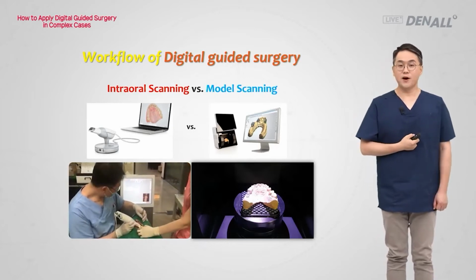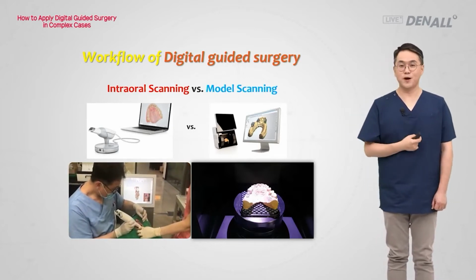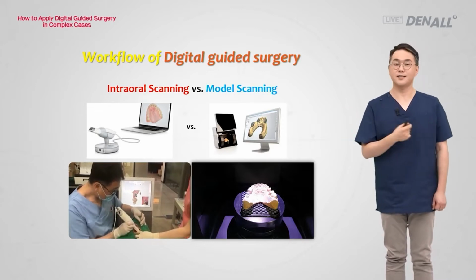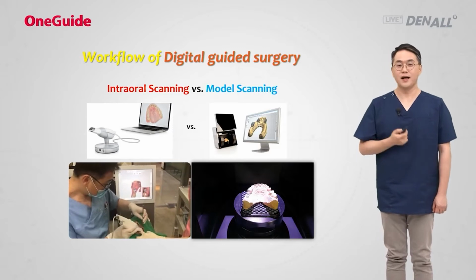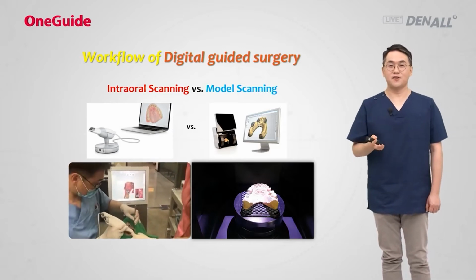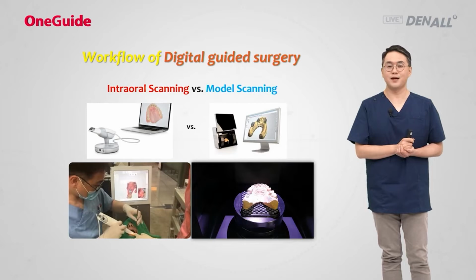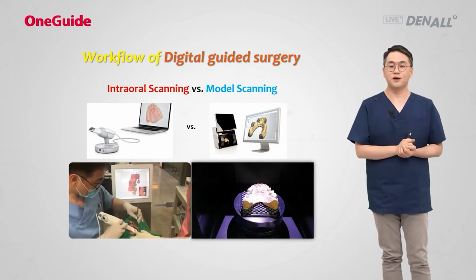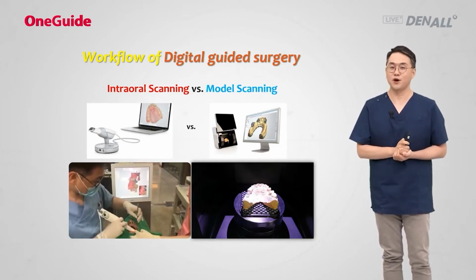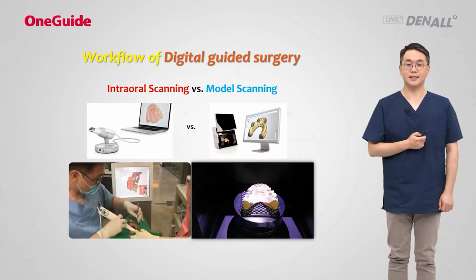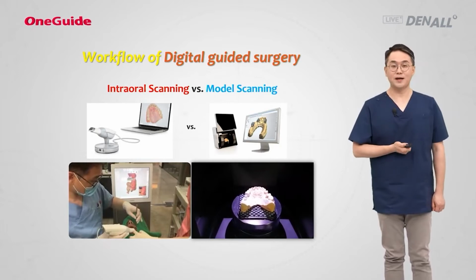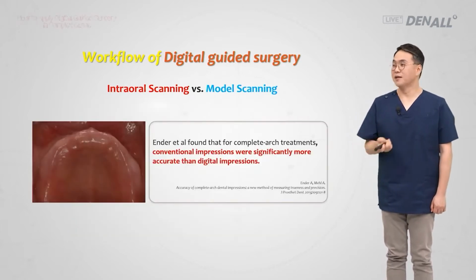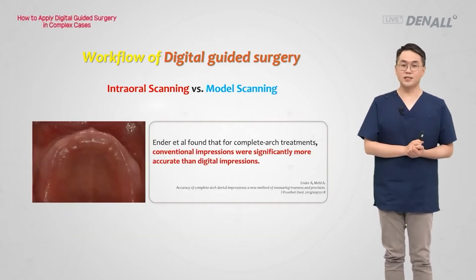And if you have a scanner in your office, you can use a scanner like a Trios, or you can take an impression. I prefer using the scanner. However, for a complete edentulous patient, or when many implants need to be placed and they will be immediately loaded with a prefabricated prosthesis, in that case, I still prefer to use impression taking. I prefer to use the model scanning, and this may be my own opinion.